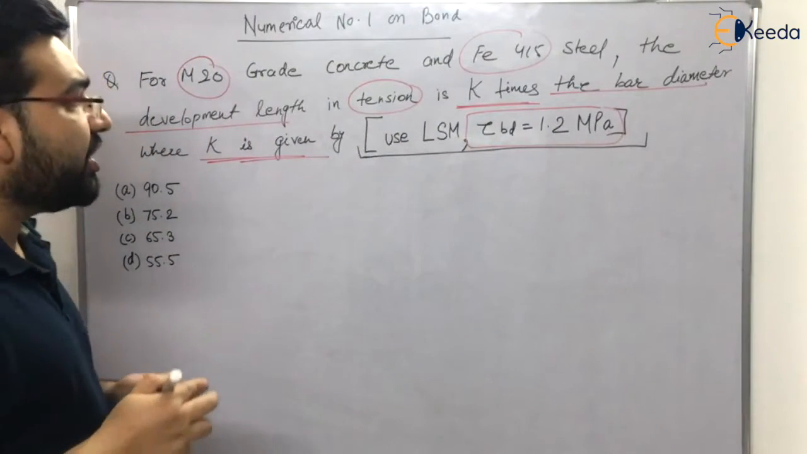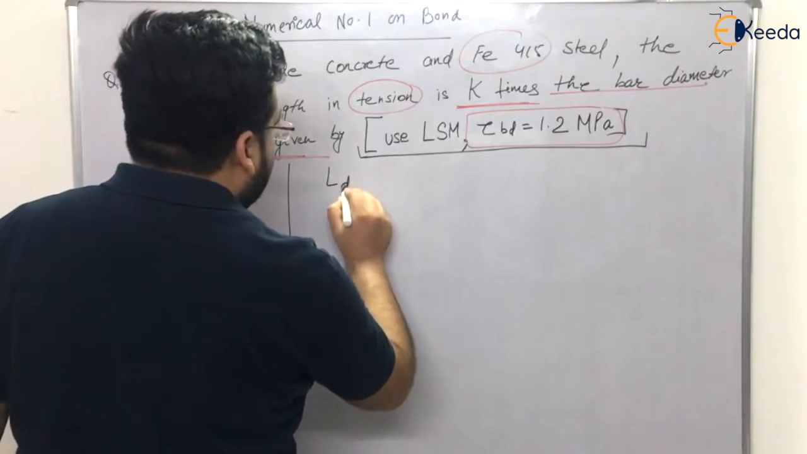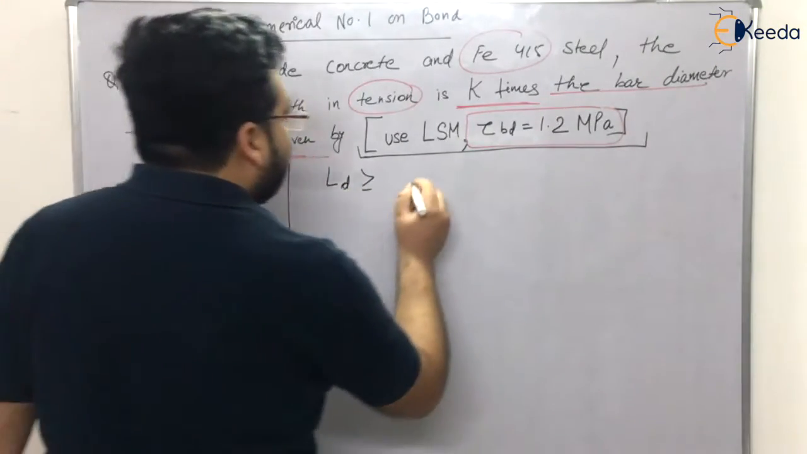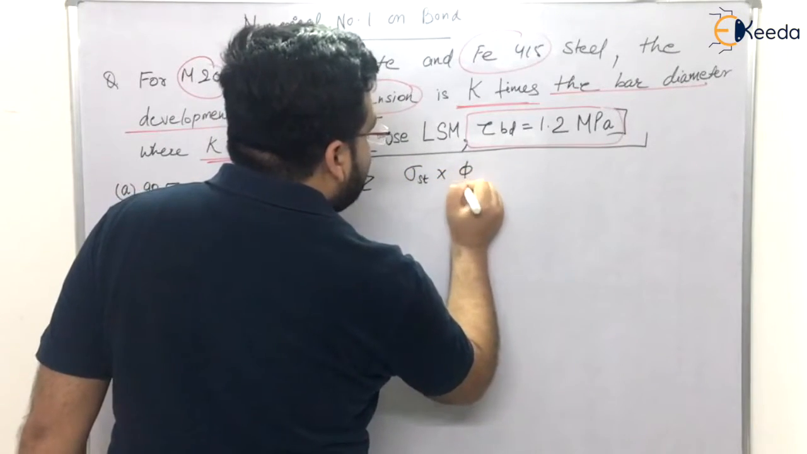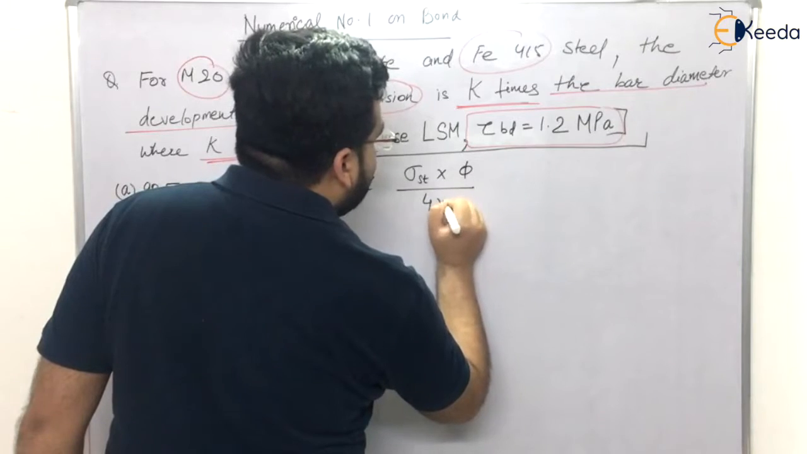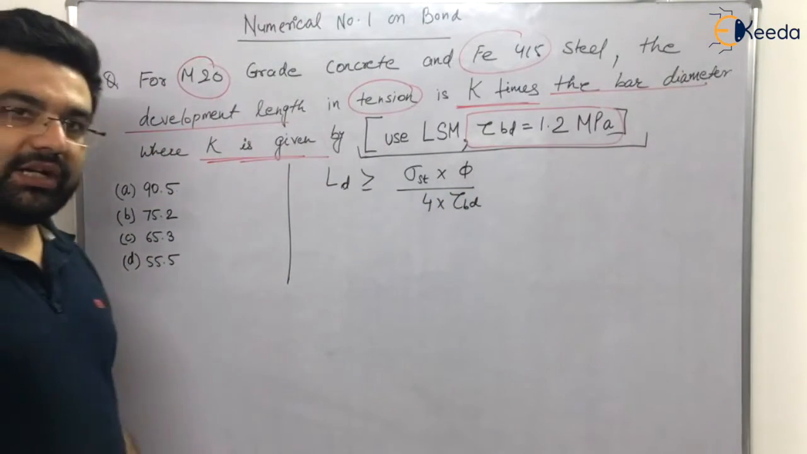So very straightforward question. I told you that the development length should be greater than or equal to sigma st into diameter of the bar divided by 4 times tau BD. I told you that, right?